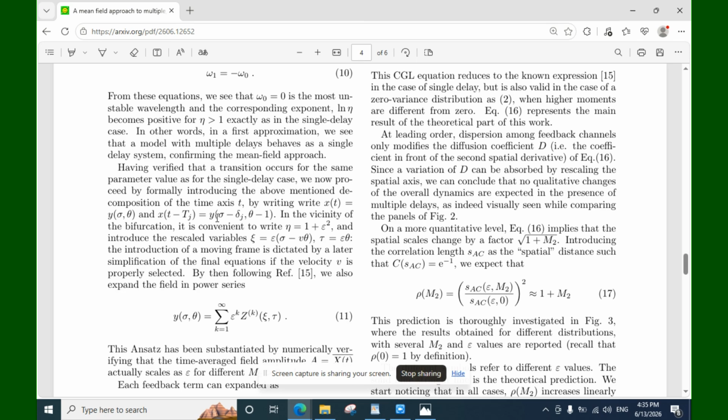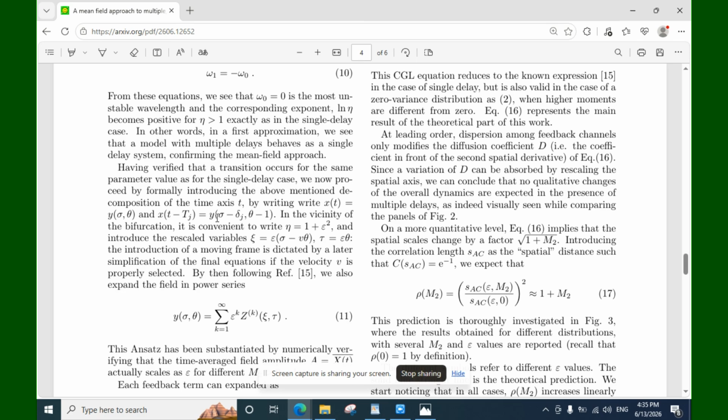bifurcation, it is convenient to write n equal to 1 plus epsilon to the power of 2 and introduce the rescaled variables theta equal to epsilon multiplied by (sigma minus nu theta) and tau equal to epsilon squared theta. The introduction of a moving frame is motivated by a later simplification of the final equations if the velocity nu is properly selected.